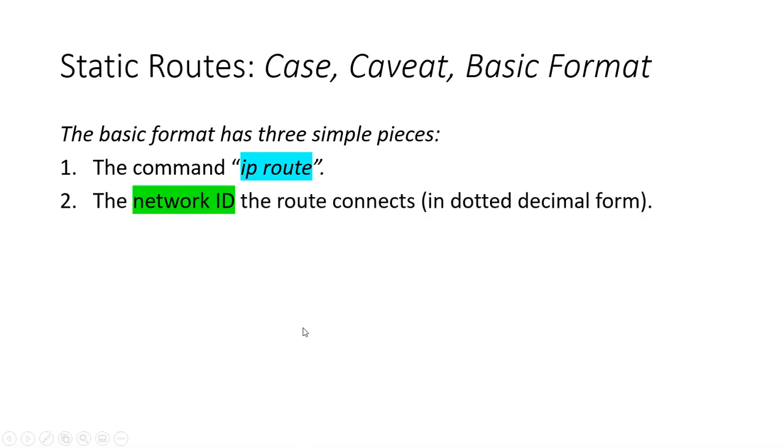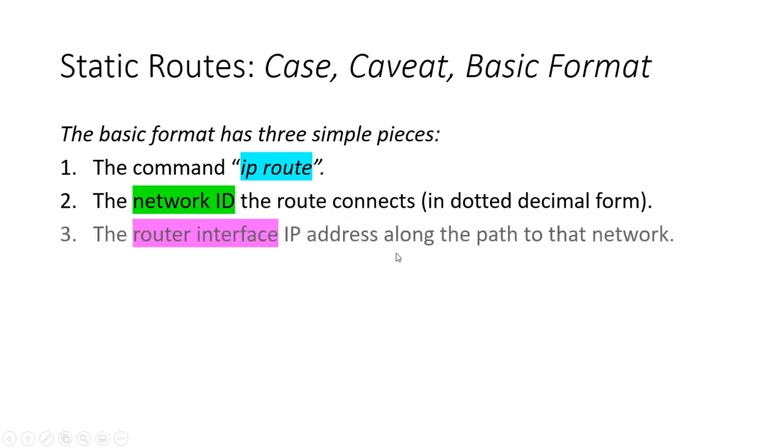The second part of the command includes an expression for the network ID, including the subnet mask. Remember, that's in dotted decimal form. You can't use CIDR for that. Not really sure why they haven't updated that, but traditionally you have to state 255.255.255.0 for a /24.